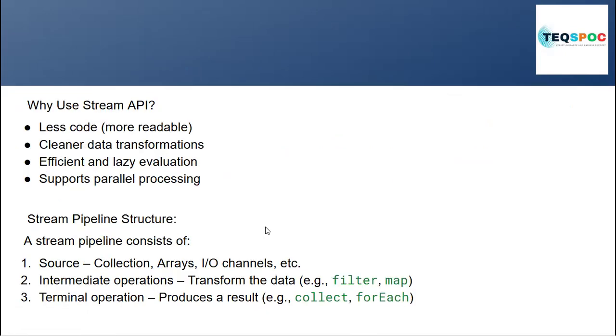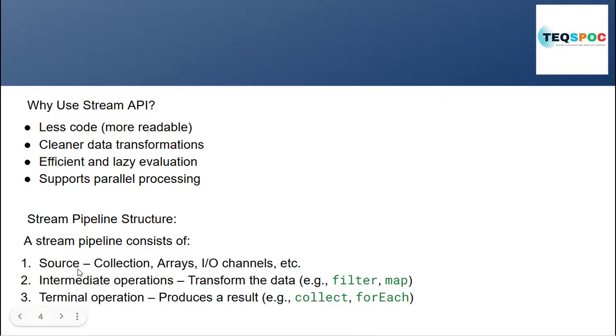Now, why is stream used? We use the Stream API because less code is needed while generating a stream, it gives clear data transfer, effective and lazy evaluation, and supports parallel processing, which means the Stream API can run in parallel.